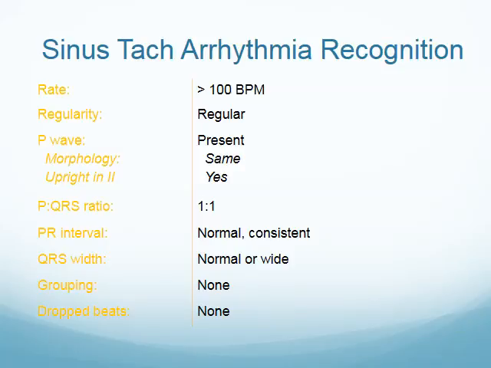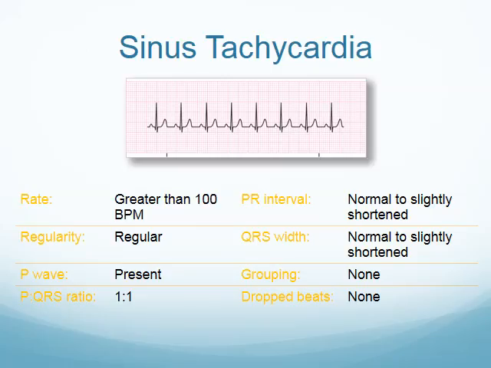So back to sinus tachycardia here. Remember here that everything's going to be consistent with regular sinus rhythm. The only difference we're going to have is that our rate is greater than 100. So here's an example of our sinus tachycardia. We have our regular rhythm. We have P waves present in front of every QRS. Our PR interval is normal. Our QRS width is normal. We don't have any grouping or drop beats. Our only difference is that we have a rate greater than 100.